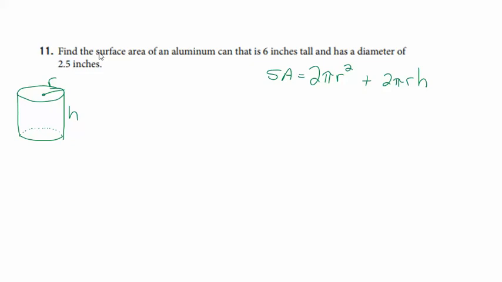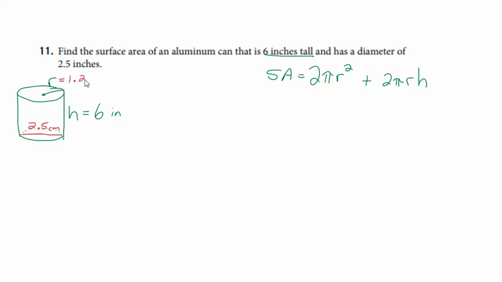So we need to find the surface area of an aluminum can that's 6 inches tall. 6 inches tall, so where's that going to go? That's the height. Good, so that's 6 inches. And it has a diameter of 2.5. Diameter 2.5, not radius. So all the way across is 2.5. So what would the radius be? It would be half of that, right? Good job.